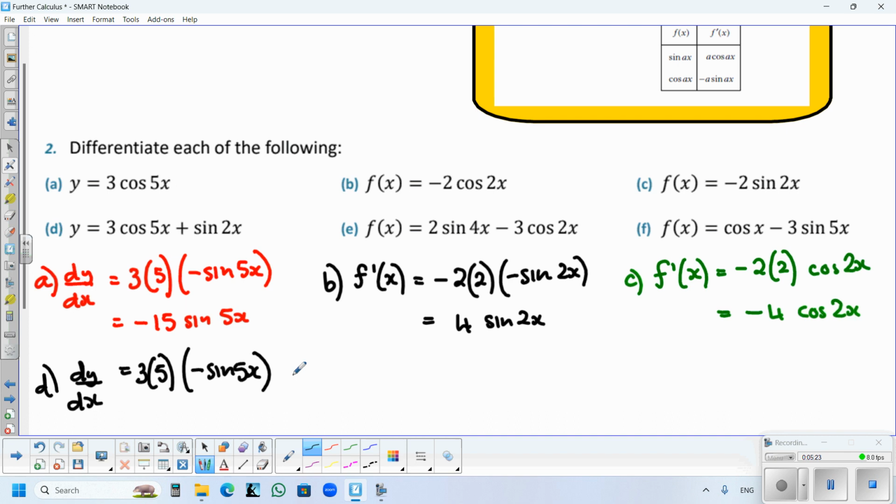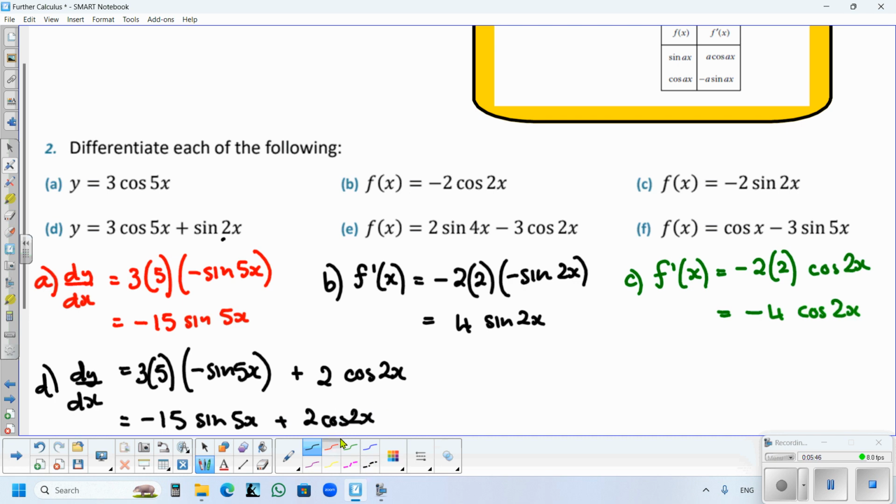Then we've got a plus. We move on to the next term. The number in front of x is 2, so it's going to be 2. And the derivative of sine is cos, so it's 2 cos 2x. Tidy it all up. Minus 5 times 3 is minus 15 sine 5x. And we've got plus 2 cos 2x.